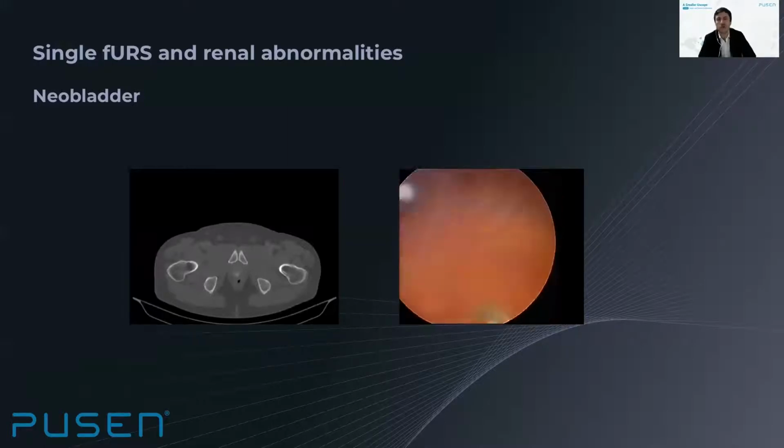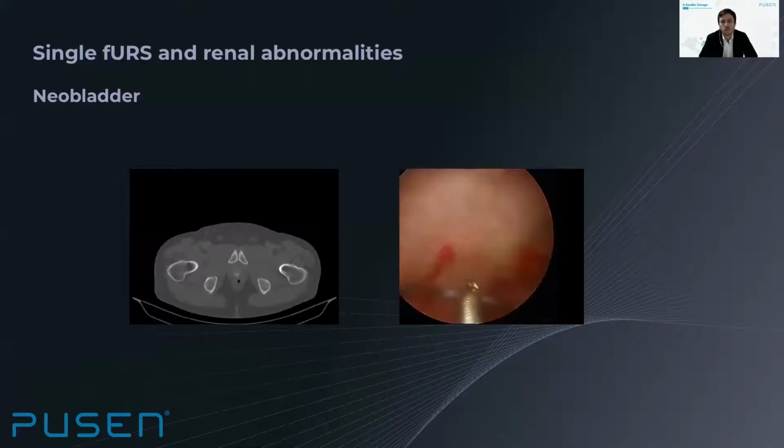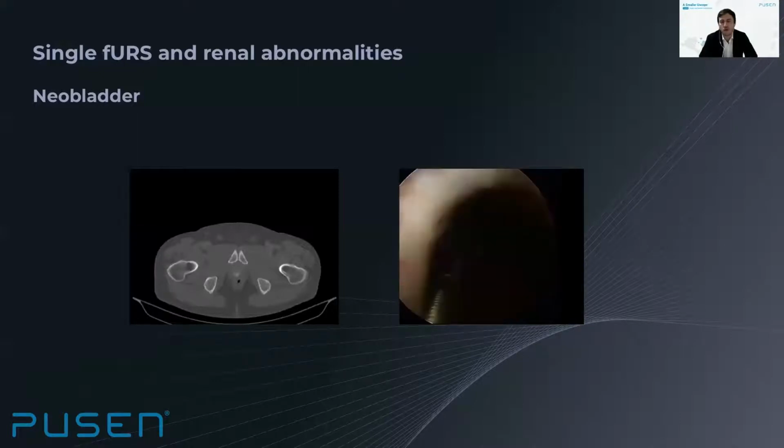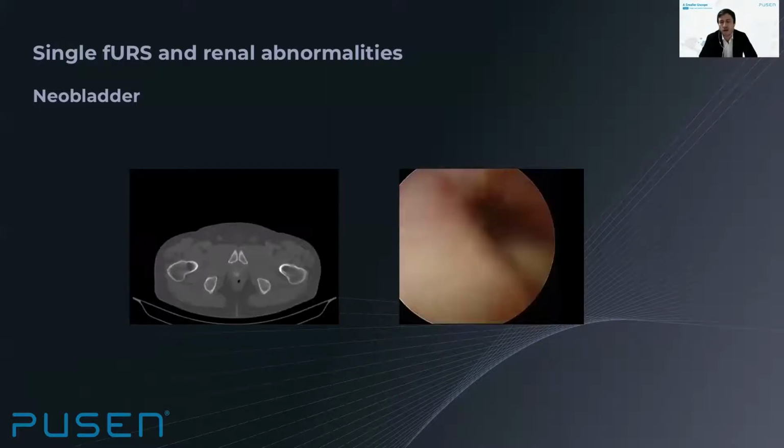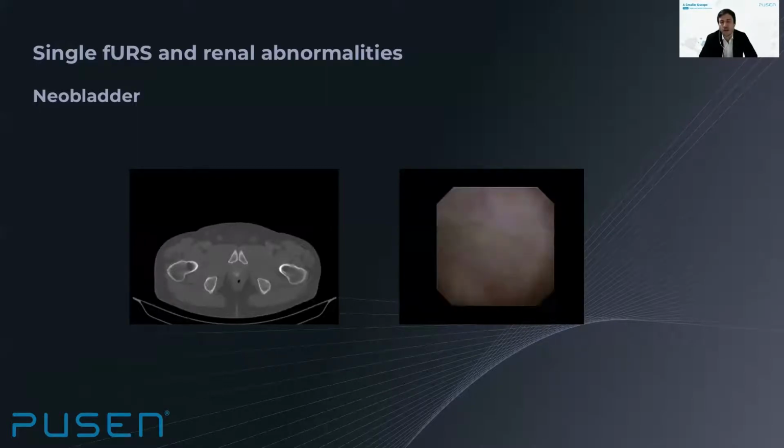Here you see the anterograde guide wire is removed through the urethra. And then we use this guide wire in order to push the flexible scope up to the upper urinary tract. Here we are.